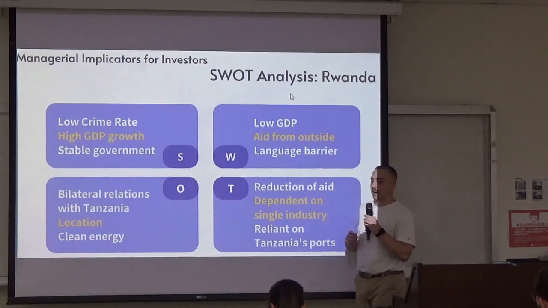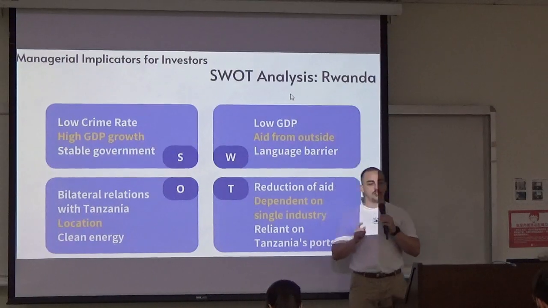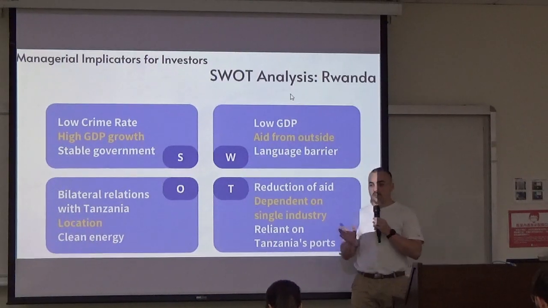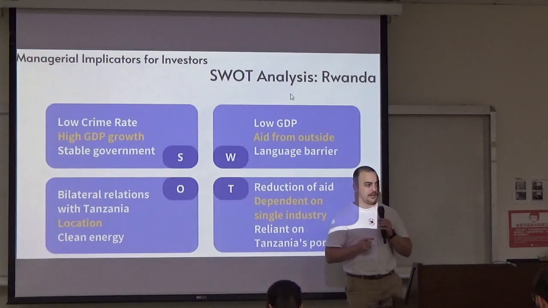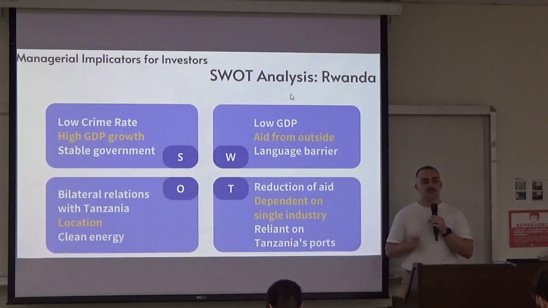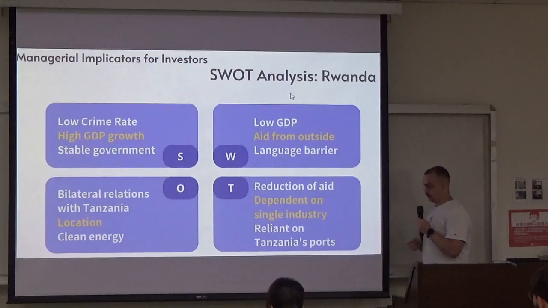So a lot of Rwandan locals, about 99%, only speak the local language. You only have about 0.2% that speak English and about 3% that speak French. So to get into this region, you're going to have to find experts that speak more than one language.